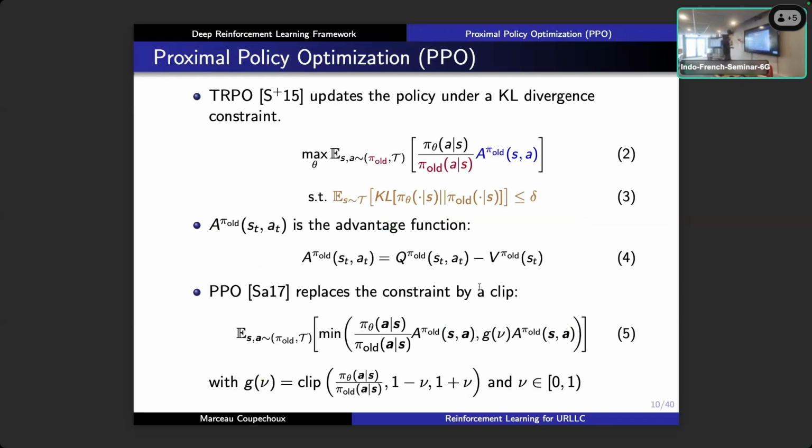Another thing that appears is the advantage function, A(s,a). What is the advantage function? It's just the difference between the Q function and the value function. The Q function is the long-term reward you can achieve if you take action a in state s, and the advantage function is just the difference between the two. So this is a trick to reduce the variance problem we have seen before.